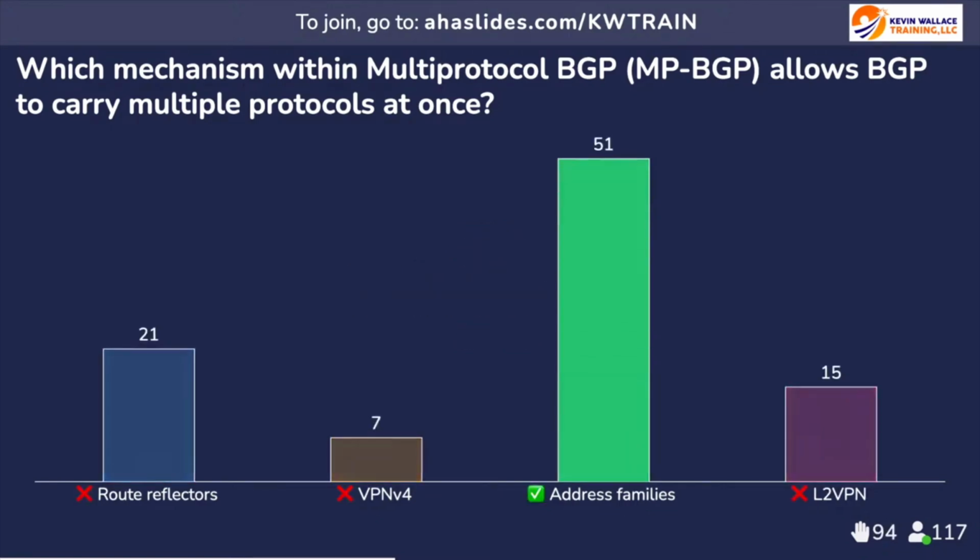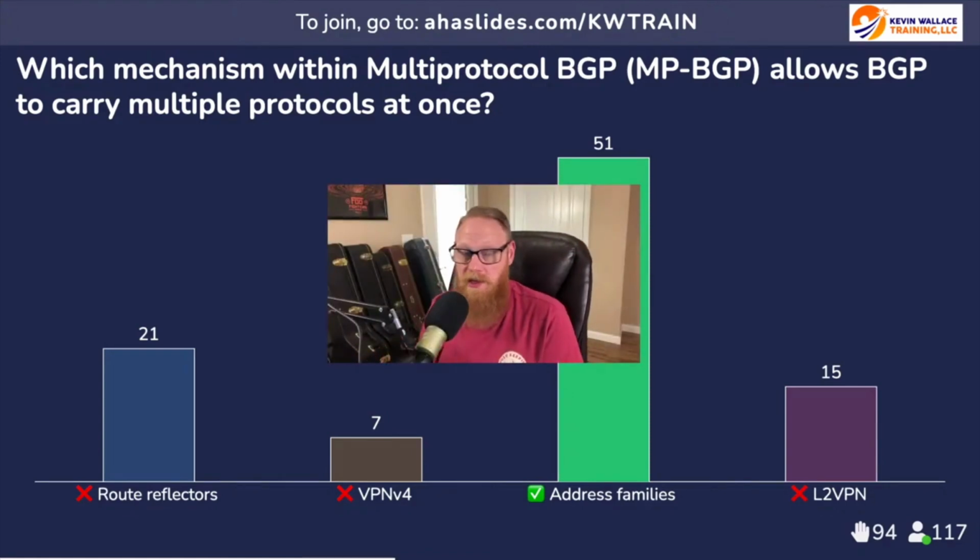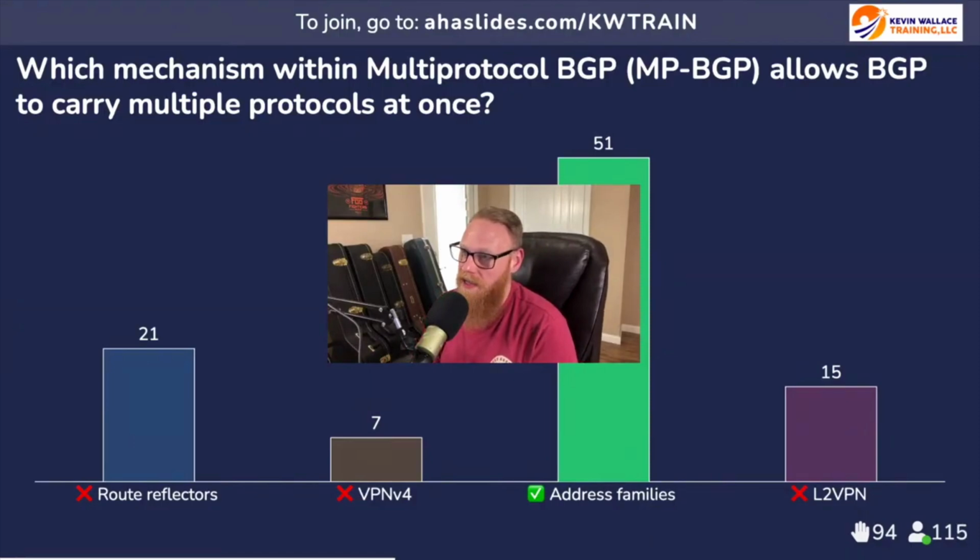And our time is up. And looks like the majority has it absolutely correct. The correct answer is indeed address families. So when it comes to BGP, lots of BGP in that NARCI blueprint. So you got to know a lot about that.